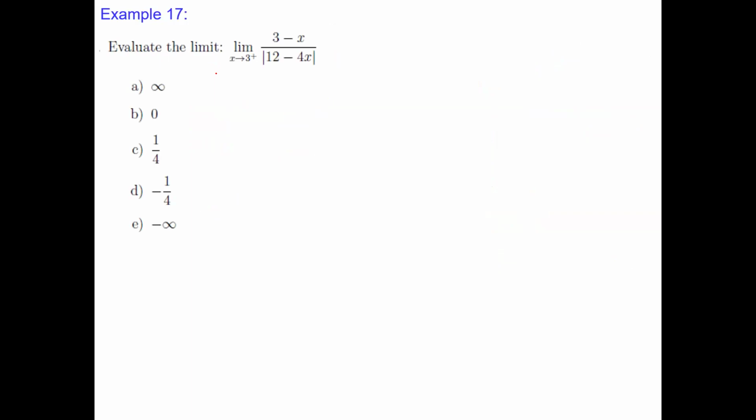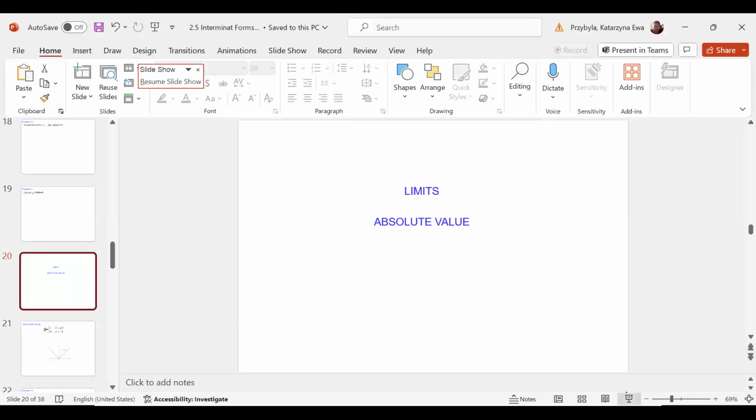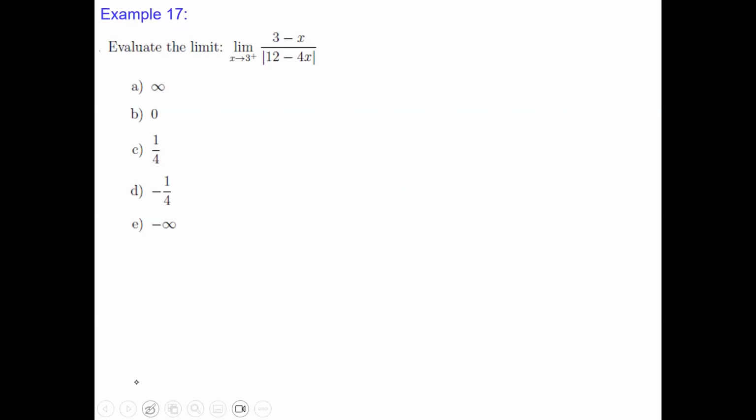Okay, next one. Oh, multiple choice. Evaluate the limit as x approaches 3 from the right-hand side of (3 minus x) over the absolute value of the quantity 12 minus 4x. 3 minus 3, 0. Okay, I will write. Oh, I don't know why I'm getting this. Okay, it's definitely 0 over 0.